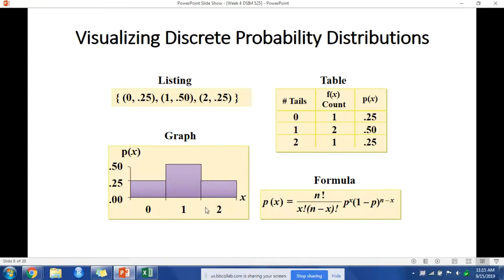is 0.25, but between these two, something that might be useful is if we wanted to add the probabilities of 2 different events. So if we wanted to add the probability of getting 0 tails to the probability of getting 2 tails, then it would be 0.25 plus 0.25. So the probability of getting no tails or both tails is 0.5 or 50%. This is the formula to calculate the probability of X. We'll come back to that in a second.